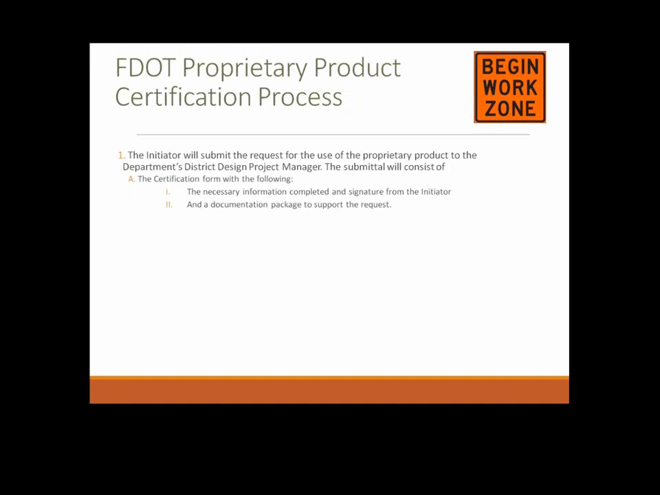Okay, so what is this process? The process starts when the initiator, and I'll go through these definitions of who is an initiator and that, but it starts when the initiator submits the request to use the product, and that request goes to the department district design project manager. The submittal must consist of a justification to justify the request and the necessary information that they will have completed on the form.